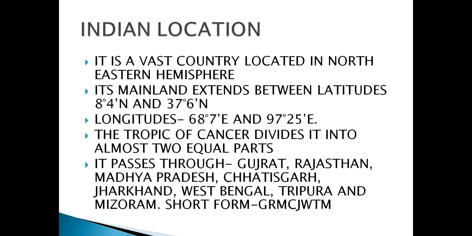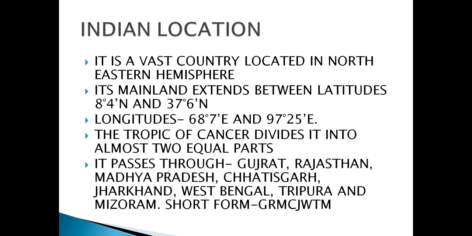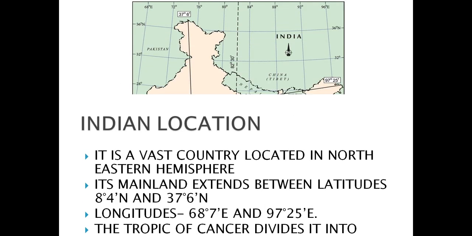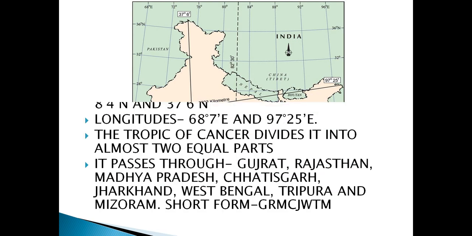Its mainland extends between latitudes 8 degree 4 minutes north and 37 degree 6 minutes north. We can see that the latitudinal extent of India is 8 degree 4 minutes north to 37 degree 6 minutes north, and both the latitudes and longitudes are north and east because India lies completely in the northeastern hemisphere. Then longitudes are 68 degree 7 minutes east to 97 degree 25 minutes east.